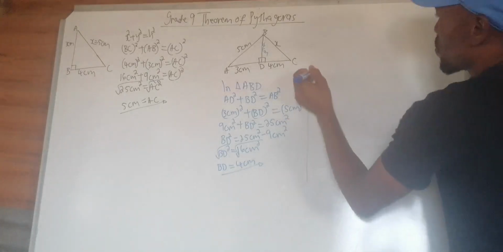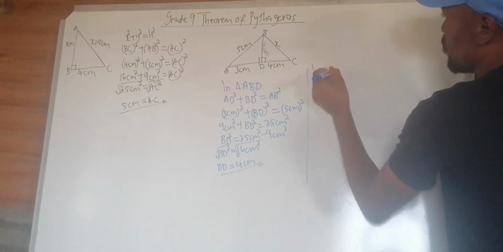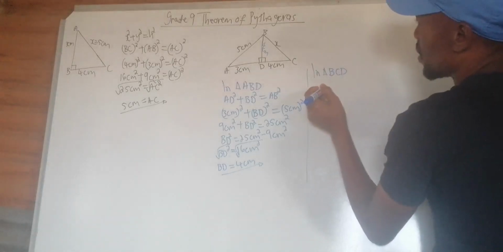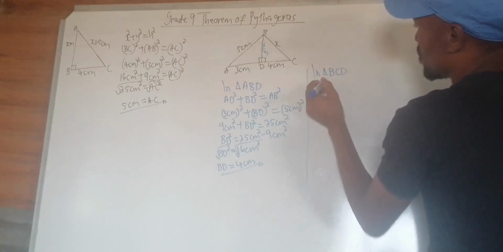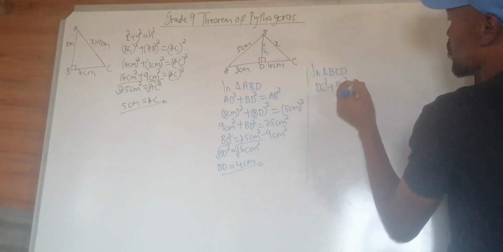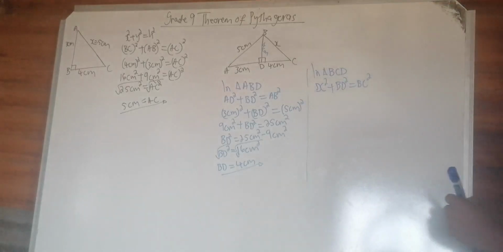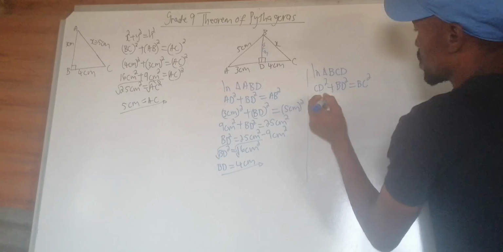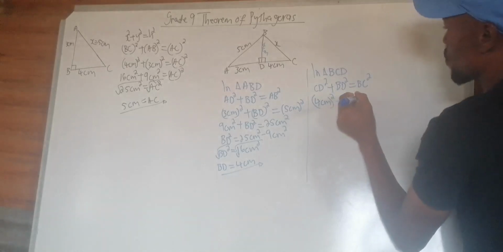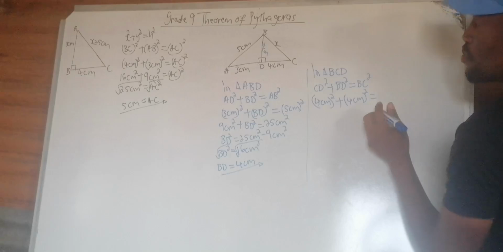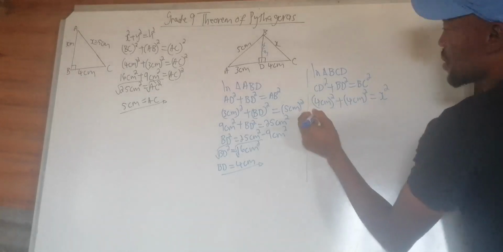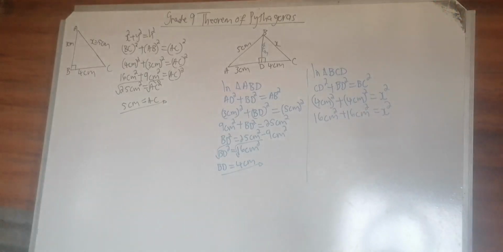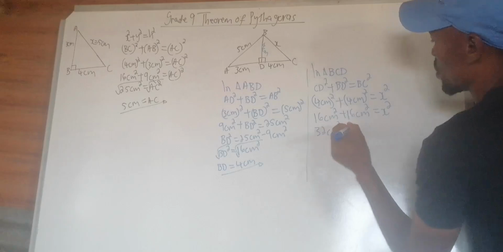So here I will also say in triangle BCD, again, if we follow the alphabetical order, DC squared plus BD squared would be equal to BC squared. My DC, or CD, that would be 4 centimeters, squared. BD would also be 4 centimeters, squared. BC is X squared. So this would be 16 plus 16. What is 16 plus 16? 32. 32 centimeters squared equals X squared.